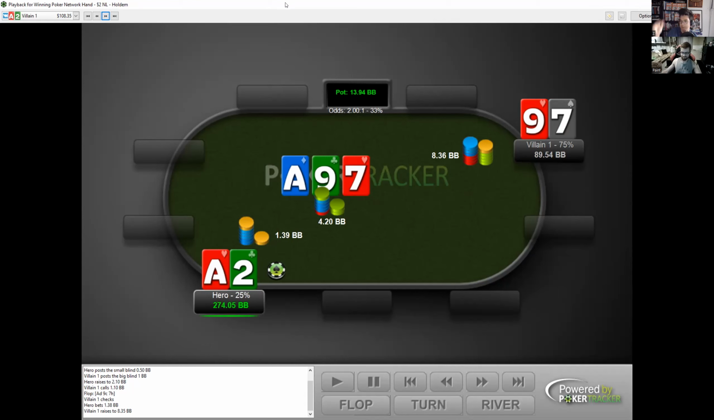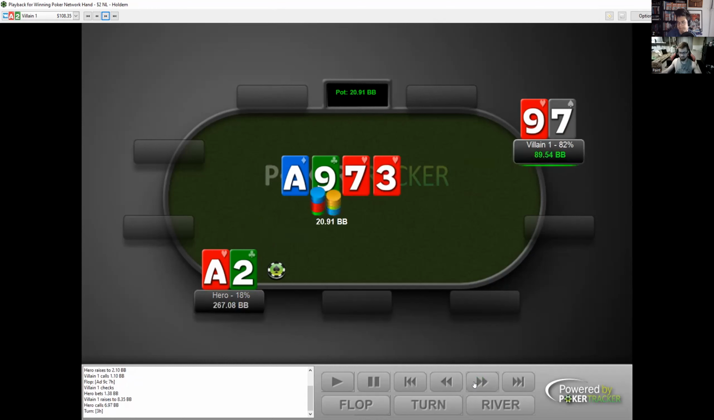Okay, yes. Is he overbluffing or underbluffing? On the flop, I don't know. You don't know. Okay, next step, blockers. Good blockers, bad blockers. Good blockers. All right, cool. There you go.